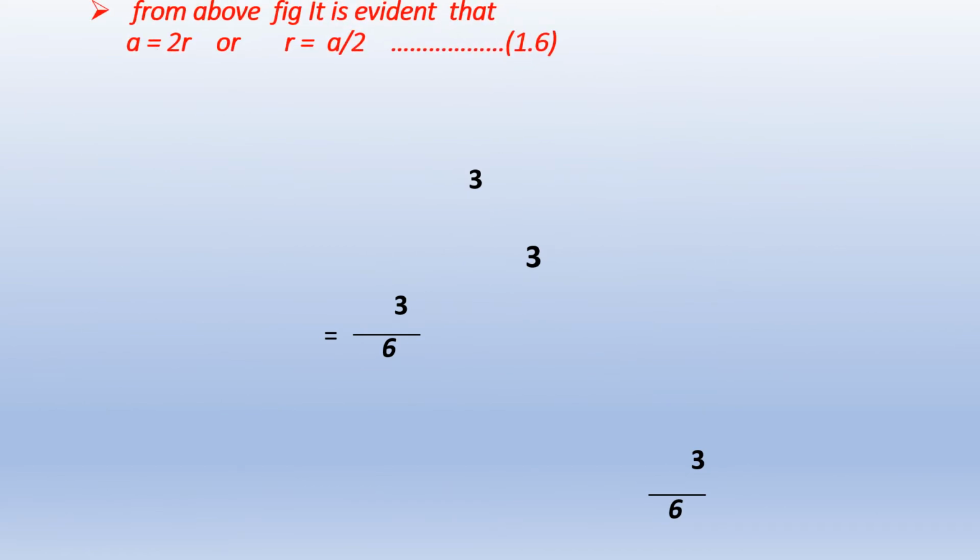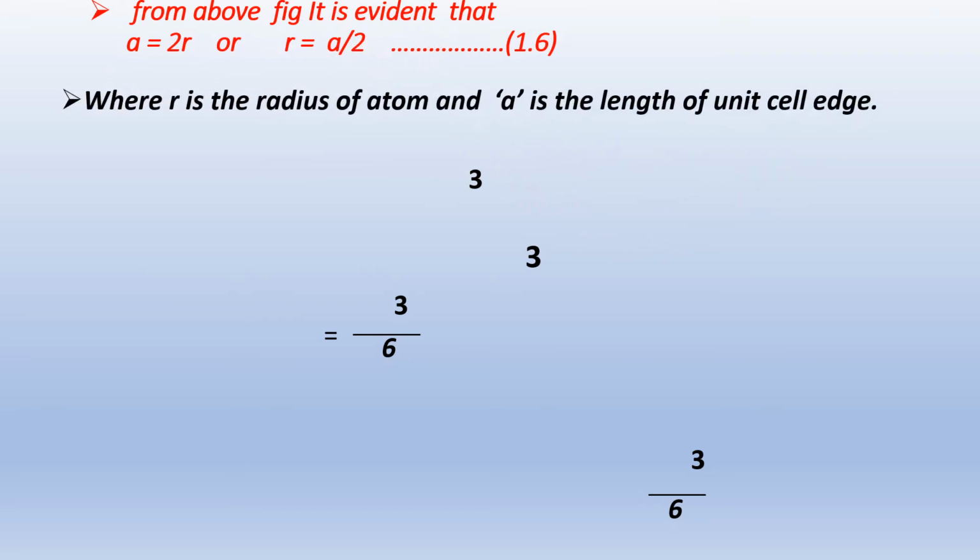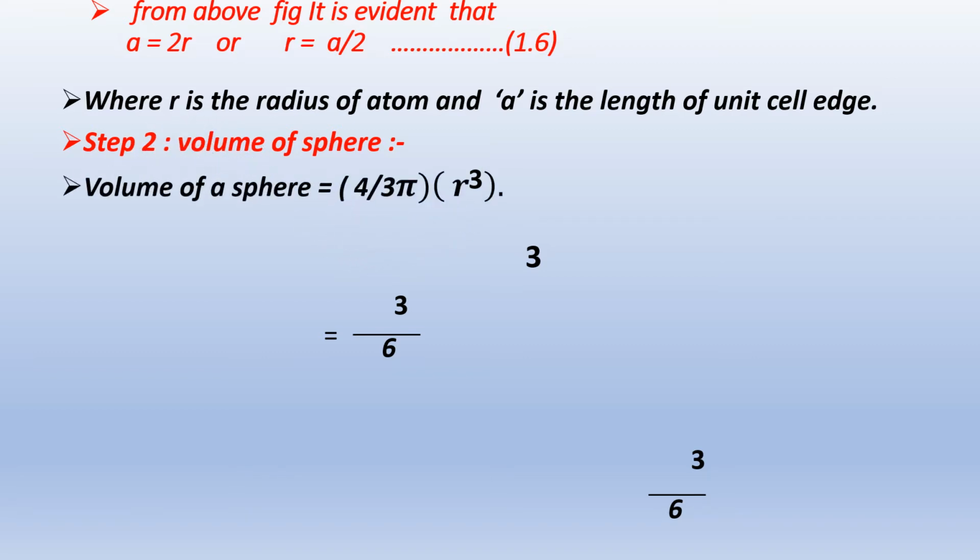From the above figures you have to observe that A is equal to twice r, or r is equal to A by 2, that is equation number 6, where r is the radius of the atom and A is the length of the unit cell edge. Okay, then the second step is the volume of spheres. The volume of a sphere is equal to 4 by 3 pi r cube.